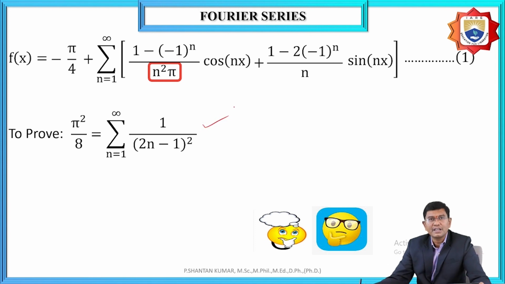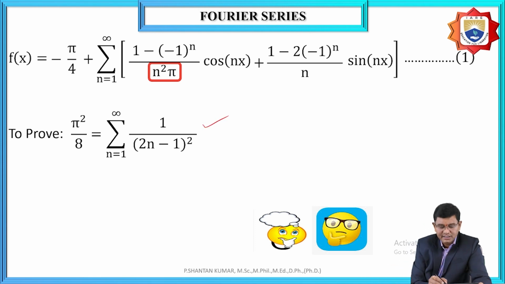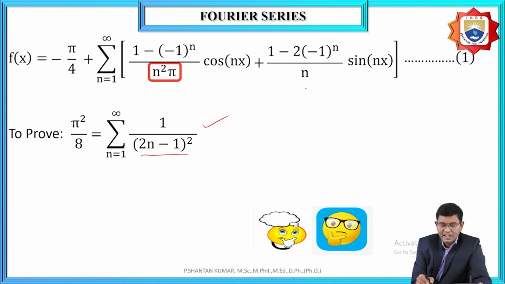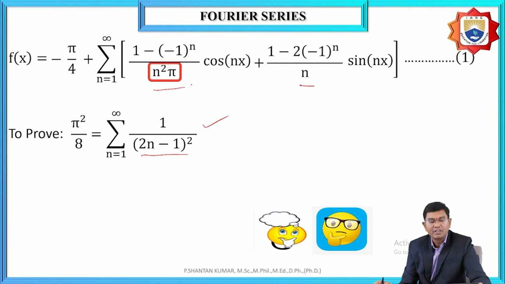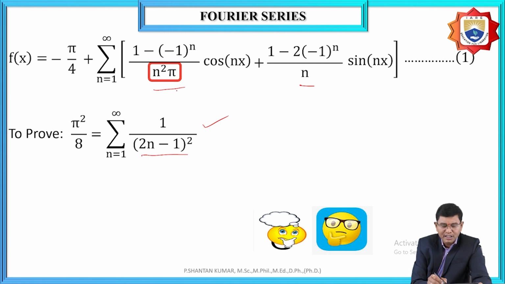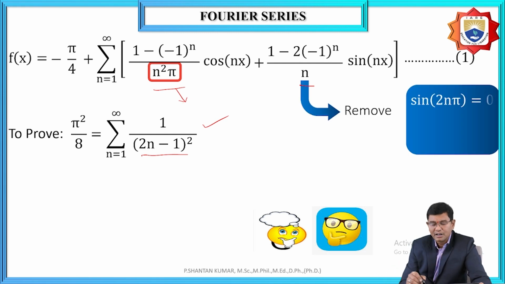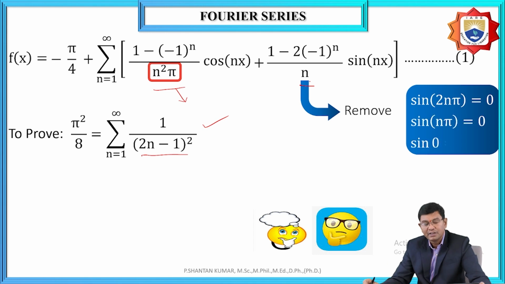While we are observing here, in the required series the denominator is 2n minus 1 whole square. That means that is for odd values. But in this series, here one side is n, other side is n square. That means while we are observing this one, n equal to 2n minus 1 is clearly required to be satisfied. That means remove that part n, because the denominator requires the 2n minus 1 whole square only condition.